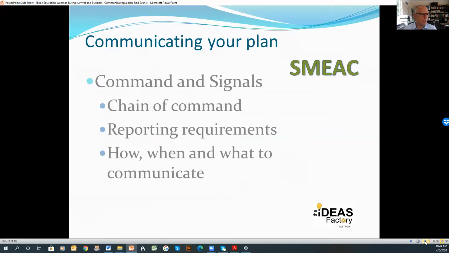Then you finally finish off with command and signals, and that's basically giving clarity around the chain of command, who's responsible for what, but also specifically reporting and when, how, and what different people need to report. So it's very, very clear.